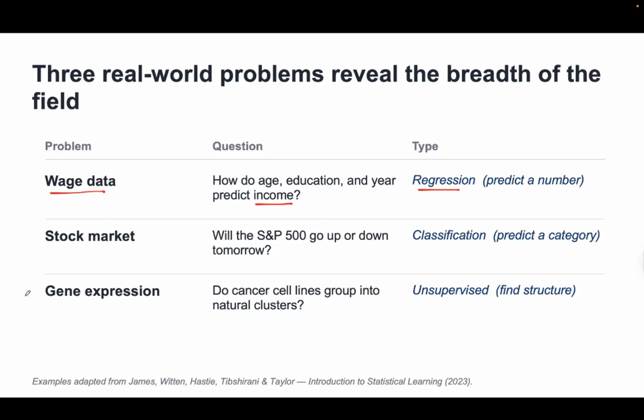Moving on to the second data set. It's the stock market. Will the S&P 500 go up tomorrow or down? There are just two options to consider. And that kind of problem is called classification.